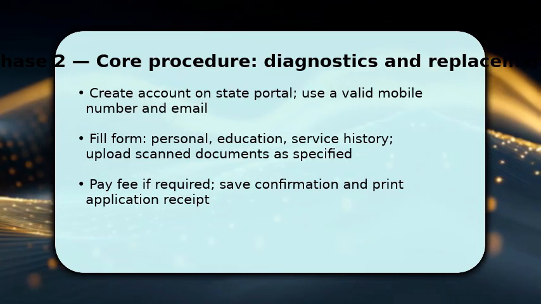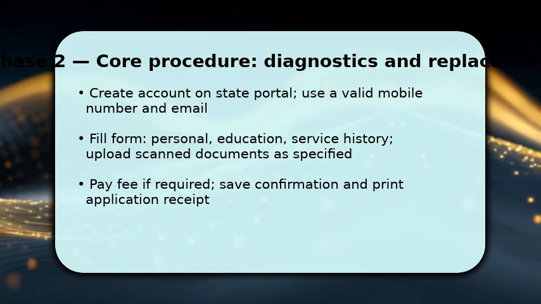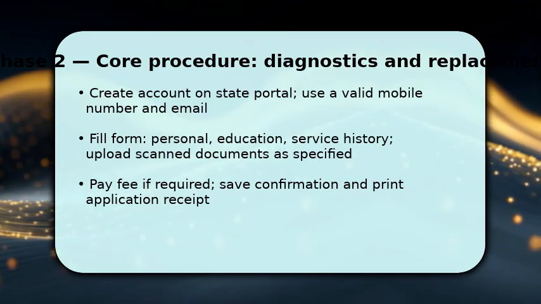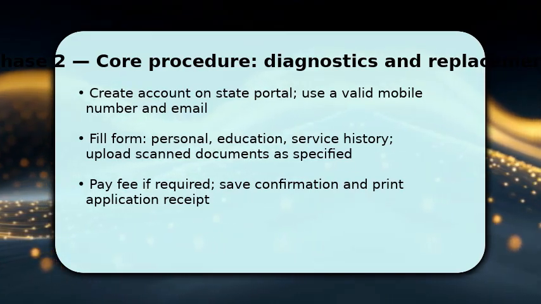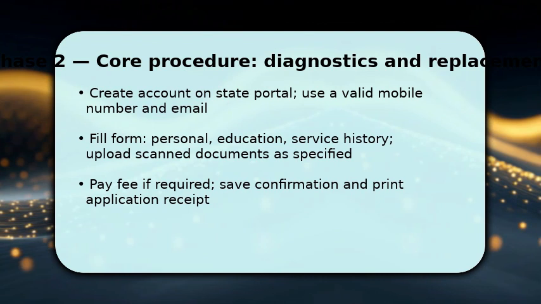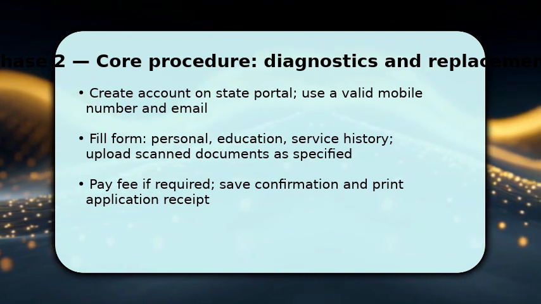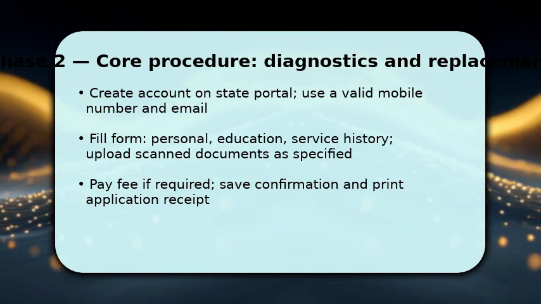Once uploaded, pay the fee if applicable, and download the generated receipt. Keep the acknowledgement number safe. You will need it for admit card and protest letters. If you prefer, you can submit physically at the recruitment office with the same packet.